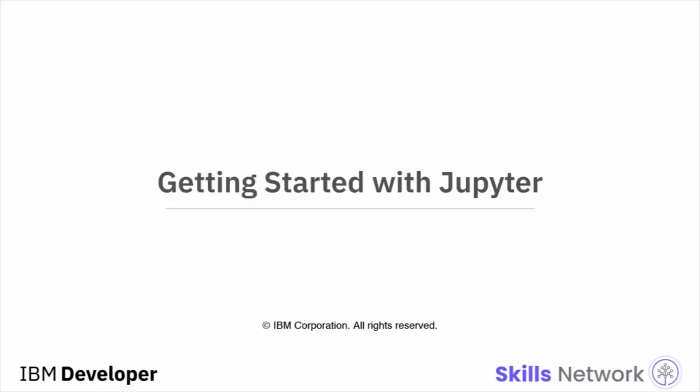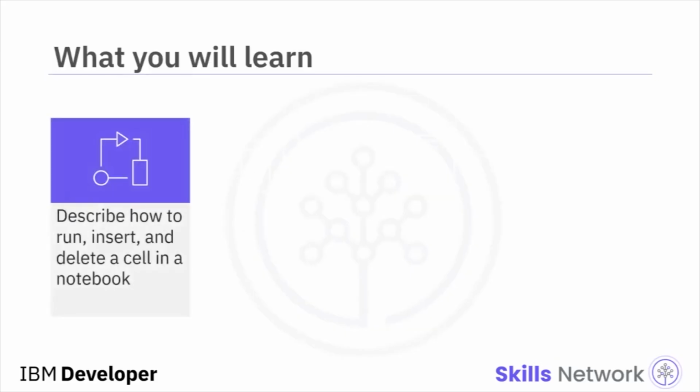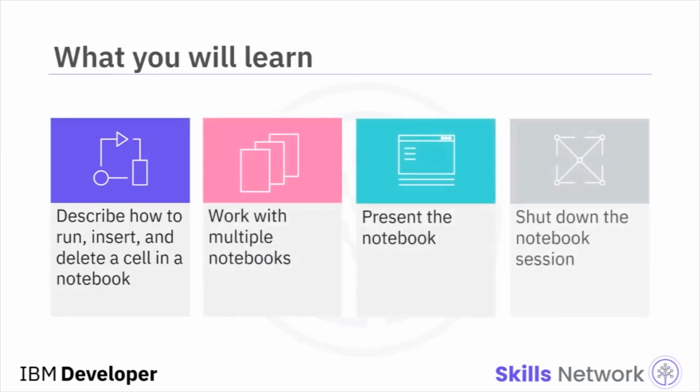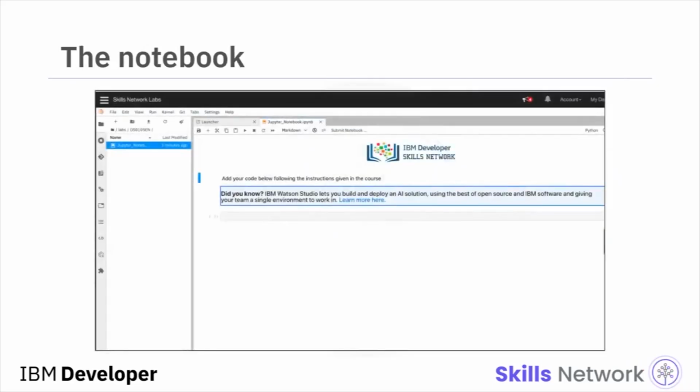Welcome to Getting Started with Jupyter. After watching this video, you will be able to describe how to run, insert, and delete a cell in a notebook, work with multiple notebooks, present the notebook, and shut down the notebook session. In the lab session of this module, you can launch a notebook using the Skills Network virtual environment. After selecting the checkbox, click the Open Tool tab, and the environment will open the Jupyterlab. Here you see the open notebook.